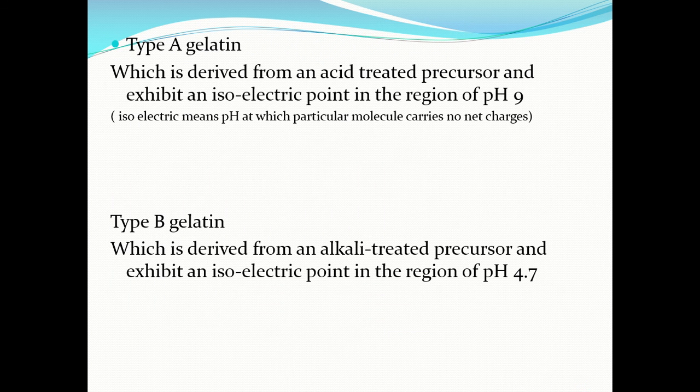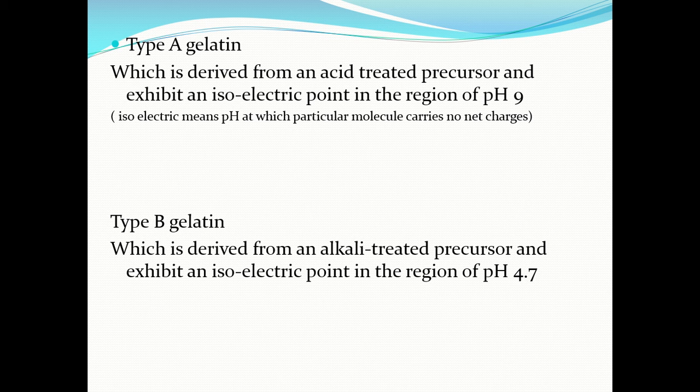Basically, for these gelatins we use two types, type A and type B gelatins. That is based on what precursors we are using and for what purpose we are using the capsules. It may dissolve more in an acidic pH, or it may dissolve in an alkaline pH. On the basis of that, it is categorized into two types, A and B.